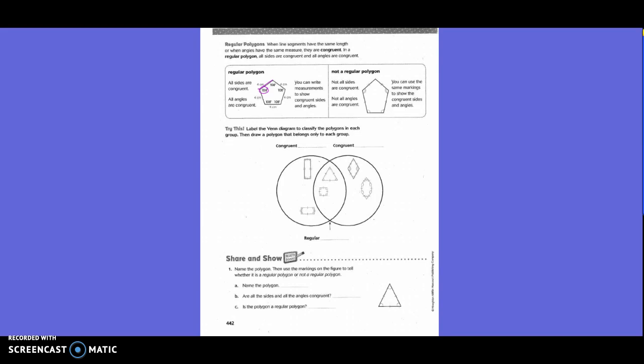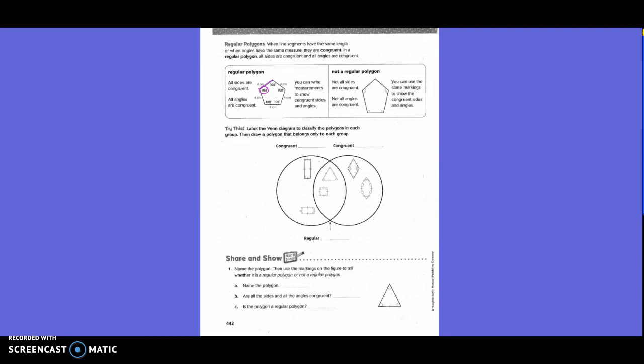And then usually if their angles are congruent, they might have like arcs. For example, right here, they have 1 arc here, 1 arc here, 1 arc here, 1 arc here. That means those angles are congruent. And then over here, they have 2 arcs here, 2 arcs here, and that means that those 2 are congruent. And then not a regular polygon, not all the sides are congruent, not all the angles are congruent, and you can use the same markings to show the congruent sides and angles. So like I said, they use different lines and they use different arcs to show how they're congruent.